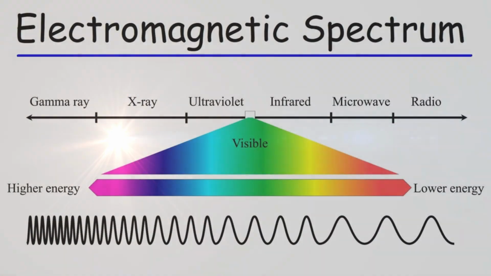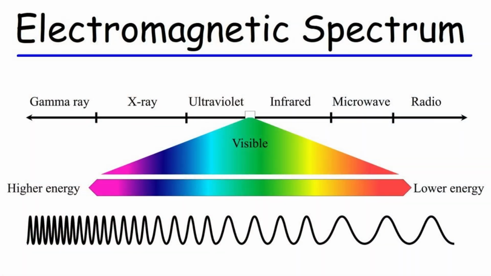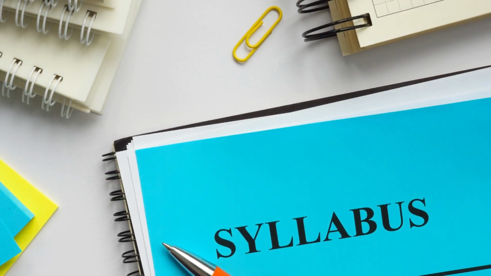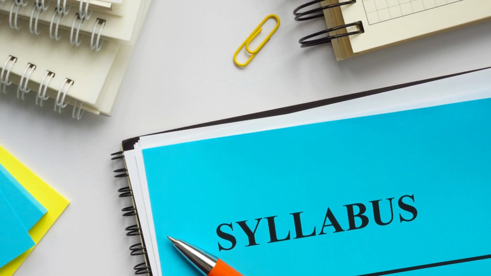And other examples of electromagnetic waves are X-ray, gamma ray, microwave, UV rays, infrared. And radio waves are electromagnetic waves falling in the frequency bracket of 3 kHz to 300 GHz used in various applications in aviation. Syllabus. Now let us discuss the syllabus for Dgca Cpl and Atpl exam for radio aids.